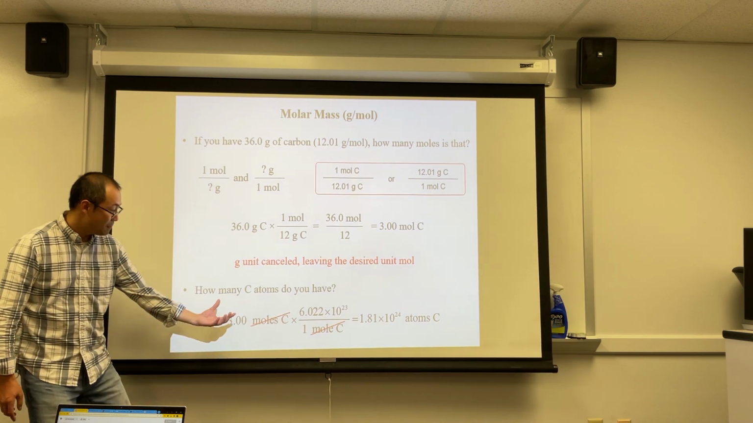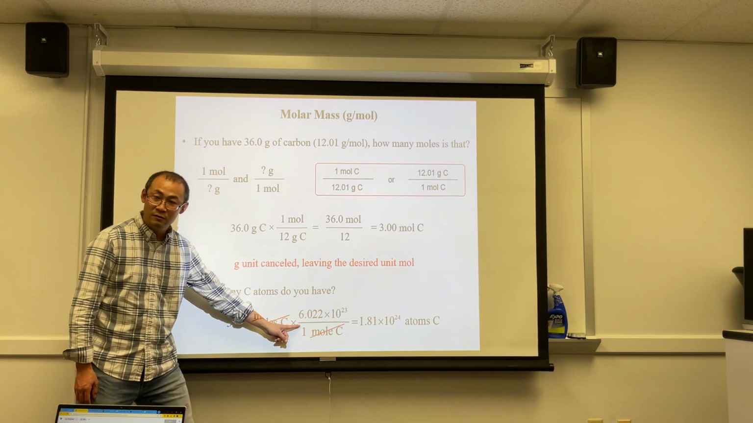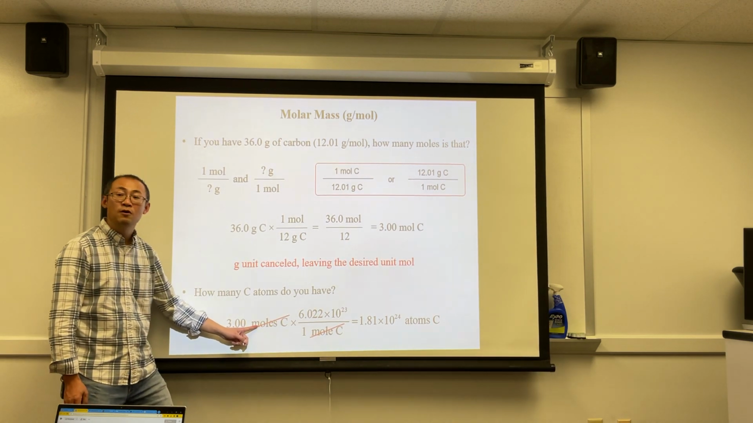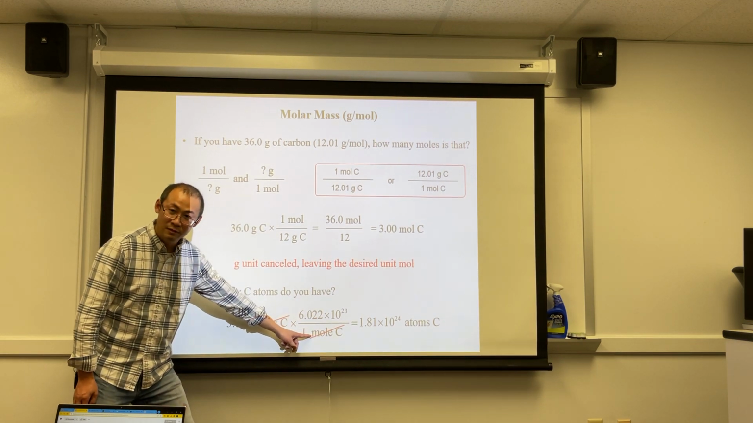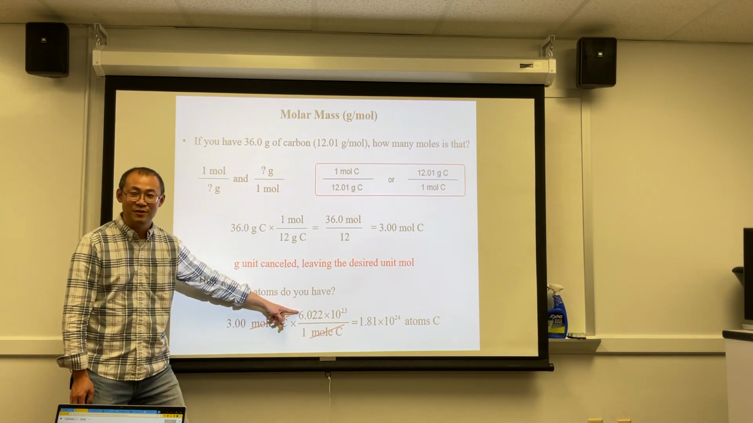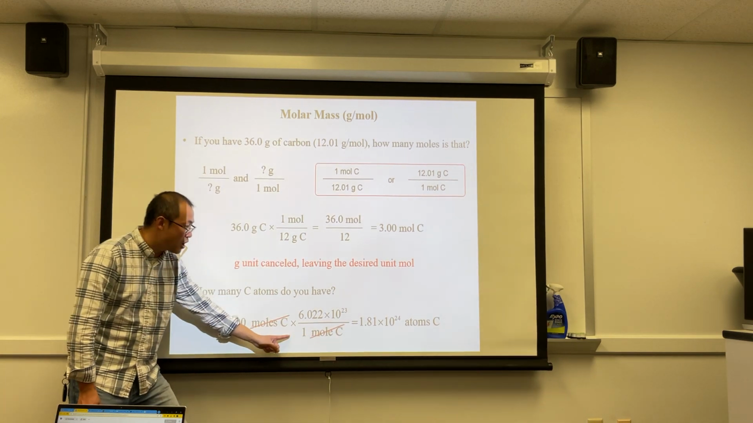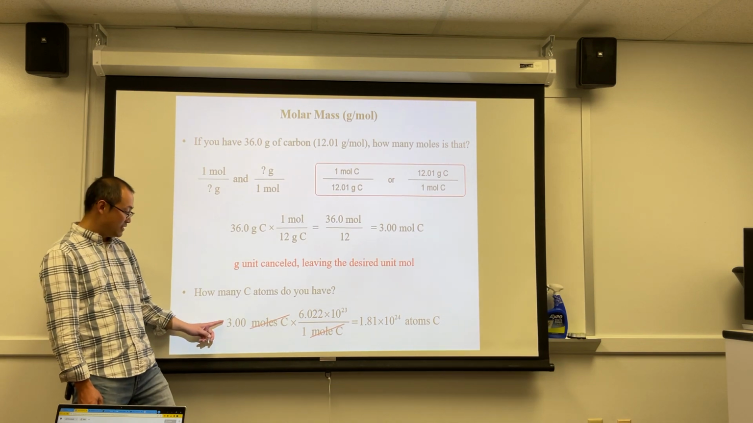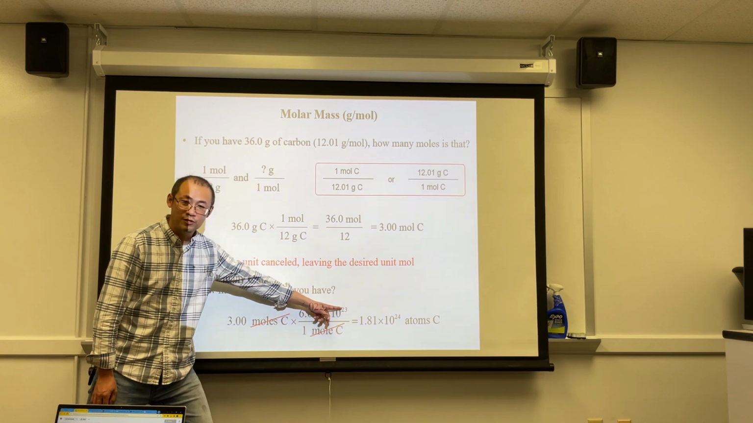Then again, this is my given now, right? 3 moles is what I know. Multiply by a conversion factor. This time the given is moles, so I need to put the mole at the bottom. One mole is how many? 6.02 times 10 to the 23rd. Is that right? So now you can see that moles of carbon and moles of carbon cancelled. All I need in my calculator is 3 times 6.02 times 10 to the 23rd.